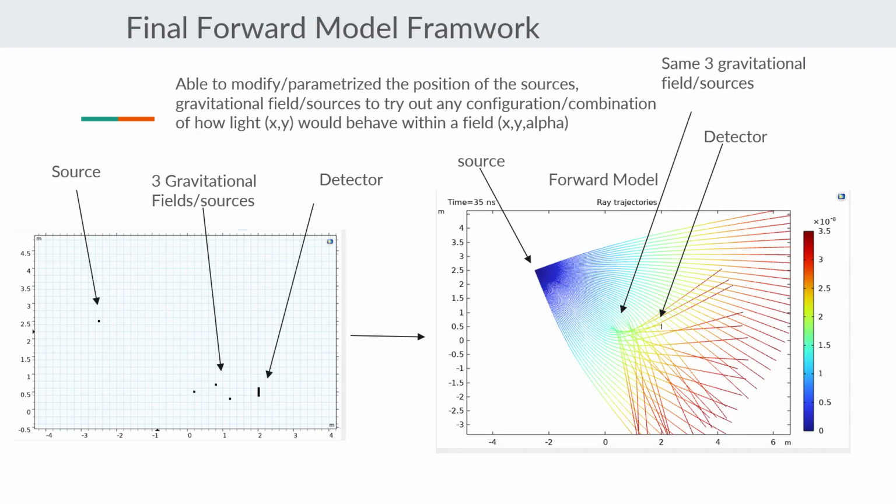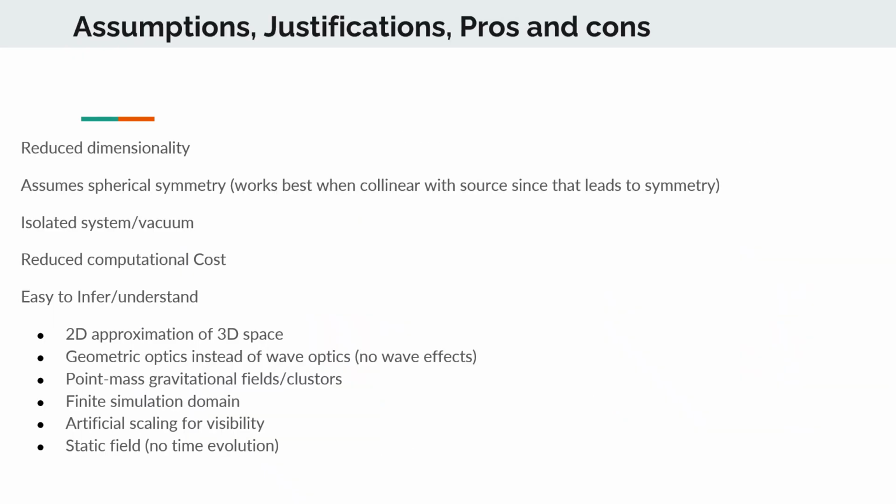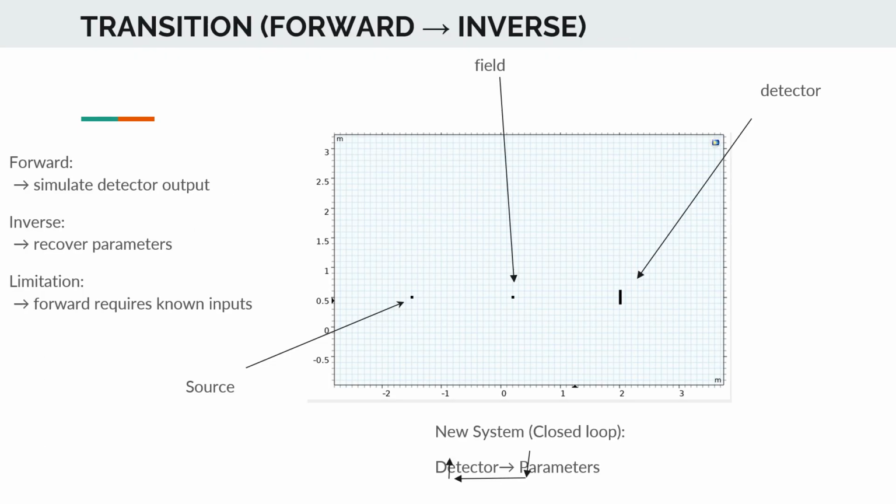So this gives us a stable and fully parameterized forward model, and this is the model we use for solving the inverse model. And you could see the final version of how light is bending through multiple gravitational fields. And more importantly, a comparison of how gravitational lensing works versus no lensing. It's analogous to a real lens, but also analogous to how gravitational lensing actually works. So these assumptions that we have listed here can reduce physical realism, but preserve the dominant behavior of lensing while making the system computationally efficient.